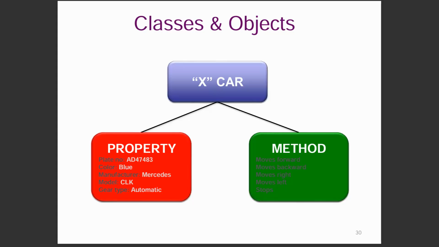So you need to see what is the difference between the properties and the methods. Properties are now the features of this, while the methods are now the activities that the car can do. It can move, it can do what? So those are the methods.